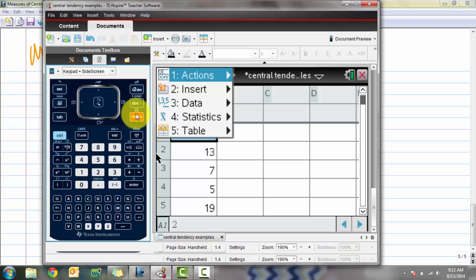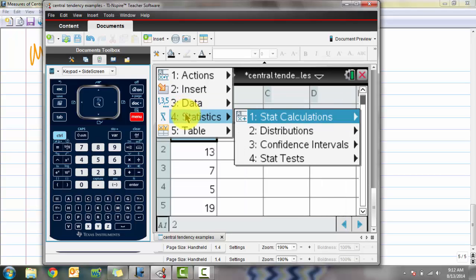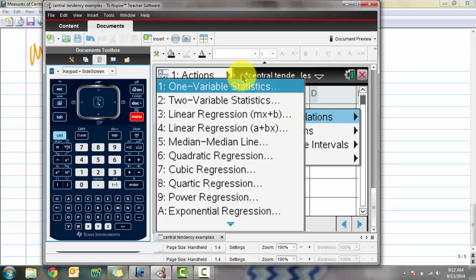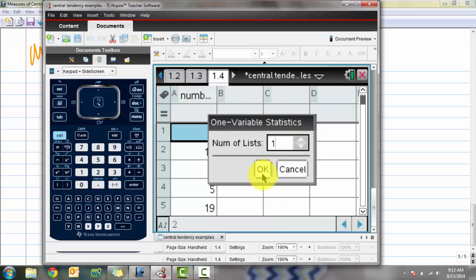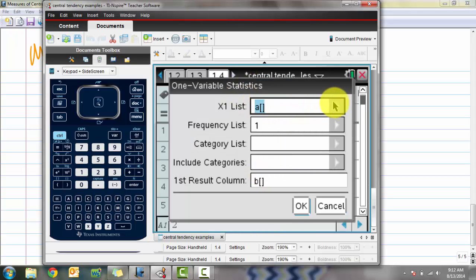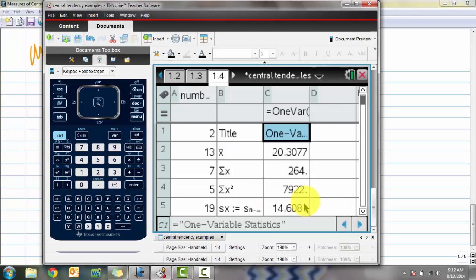Let's find the median. We don't have to put this in order. That's awesome. It's great. We're going to go statistics, stat calculation, one variable stats, one list, and our list is in A, or we can select it by name. We don't have a frequency list. We're going to leave our frequency as 1. Our results column we can put in B. We hit OK. There's our mean. We didn't care about the mean.